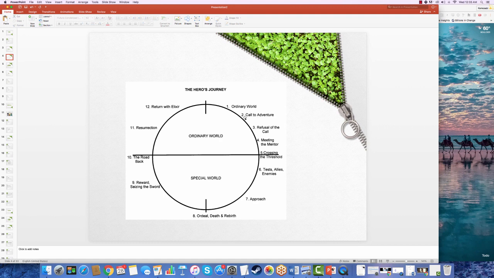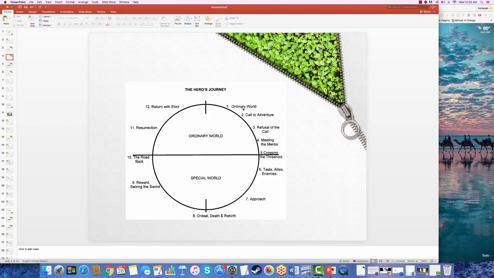So the call to adventure is an event that happens in the hero's life that is out of the ordinary and is essentially beckoning that hero to go out into the world and do something different, do something better, to become the actual hero. Now, before this call to adventure happens, this person is not a hero. Only by virtue of the fact that you're reading a story about them do you even know that this person has anything special about them in general. If you just looked at them on the street, you wouldn't notice anything different. They can be an average Joe, they can be an average Jane, whoever that person is.